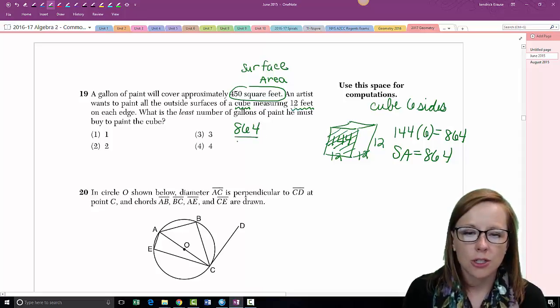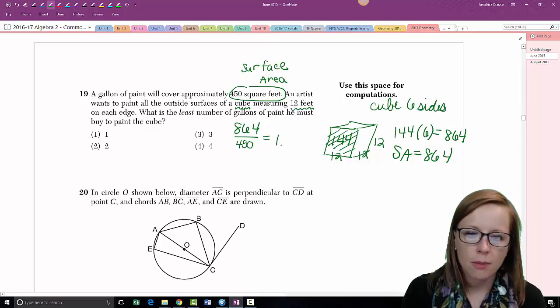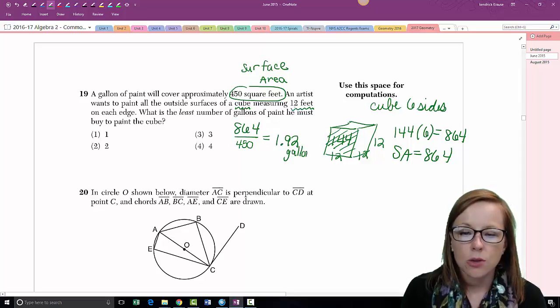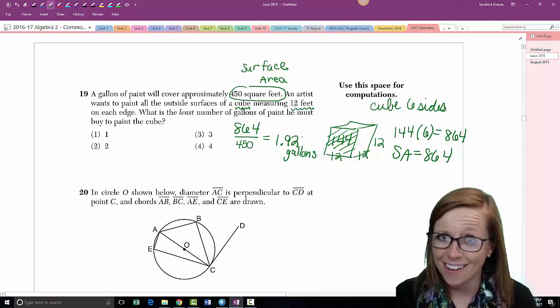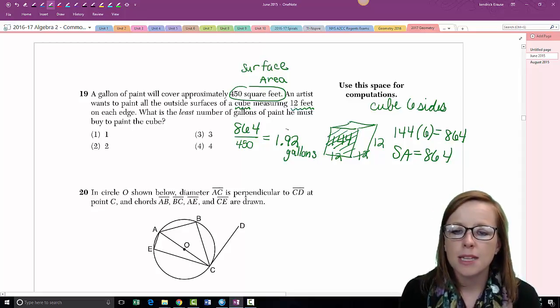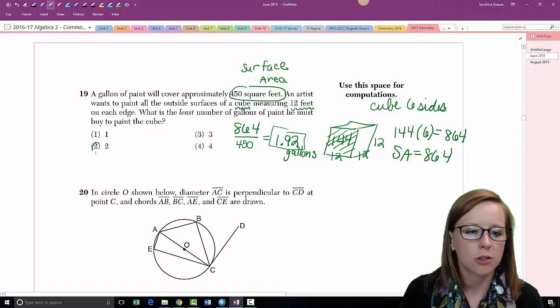So what we're actually doing is dividing by 450 and getting 1.92 gallons. You can't go to the store and say you want 0.92 of a gallon of paint. They're going to giggle at you. It would mean that you need 2 full gallons of paint to get the job done. So choice 2.